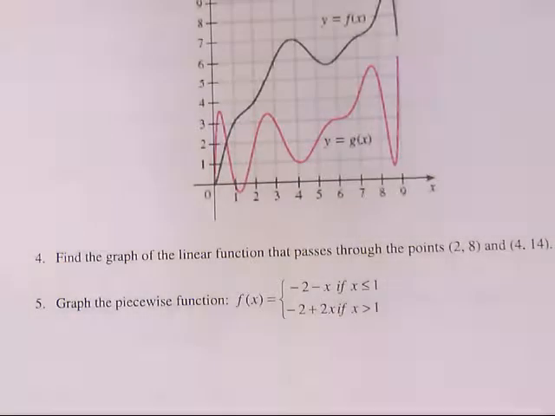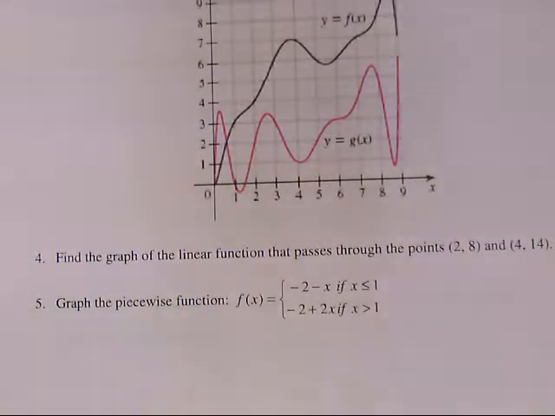All right, number 5 is graphing the piecewise function f of x equals negative 2 minus x if x is less than or equal to 1, and negative 2 plus 2x if x is greater than or equal to 1. So in this case here, we're going to need a coordinate grid to do this.